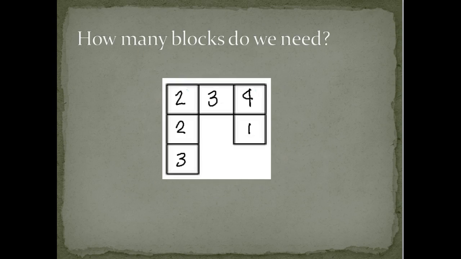Now, using base plans, we can figure out how many blocks there are. So in this case, how many blocks do we need? Because this is a base plan. Good, so we are going to need 3, 2, 2, 3, 4, 1, which gives us a total of 15 blocks when we add them all together.